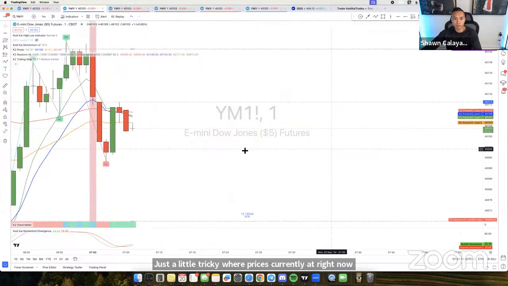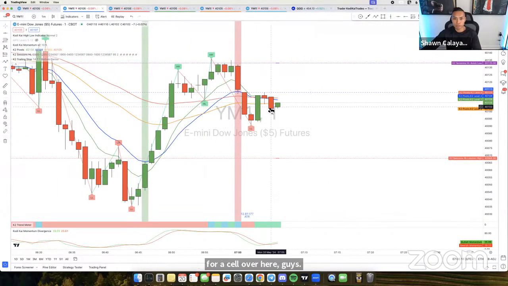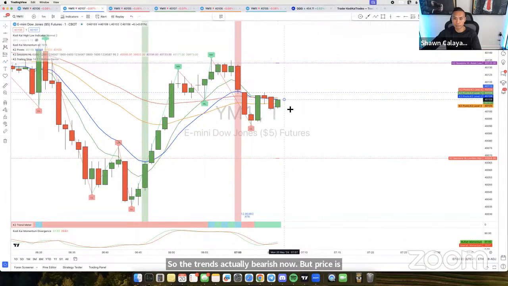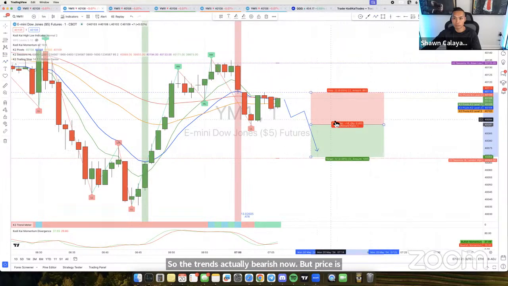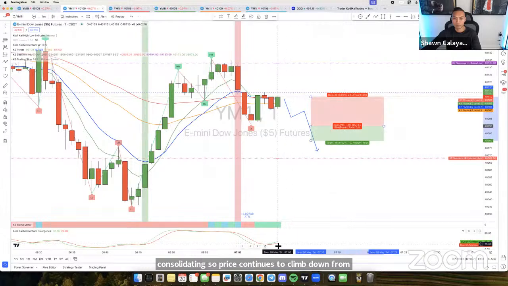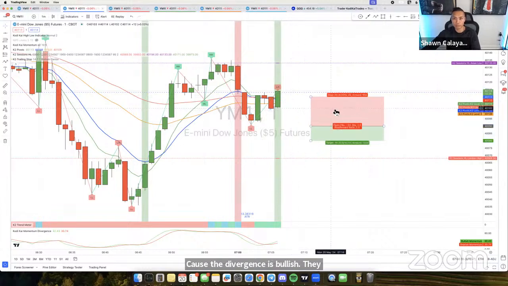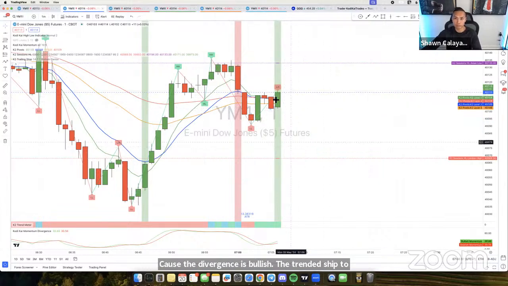I mean, we might even get a momentum divergence for a sell over here, guys. So the trend's actually bearish now, but price is consolidating. So if price continues to climb down from here, we may be able to get a momentum divergence somewhere down here. Because the divergence is bullish, the trend did shift to bearish. We have a pending buy signal here. If this buy signal closes, forget about it.